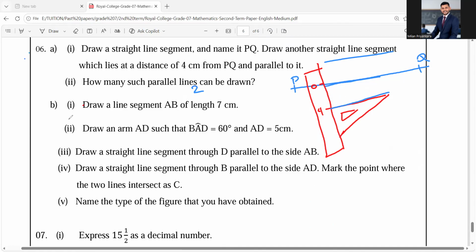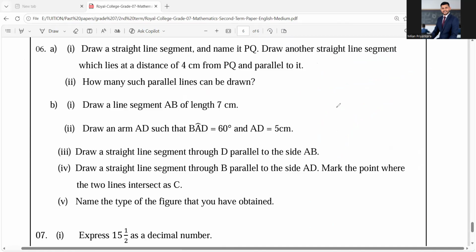Draw a line segment AB of length 7 centimeters. Draw straight line segment AB, then write AB. Whenever you have this kind of question, before making the proper drawing, you must draw a sketch without using any instrument, right? Then I write 7 centimeters like this. And after that, you can follow that diagram and draw it with all these instruments.